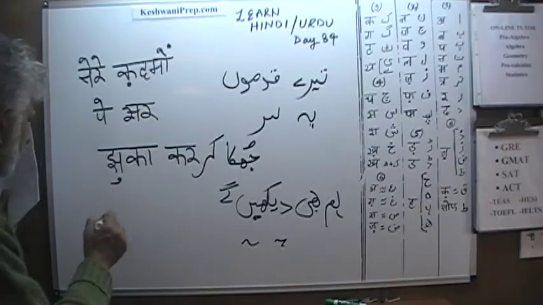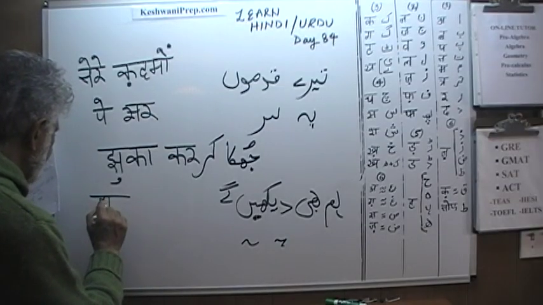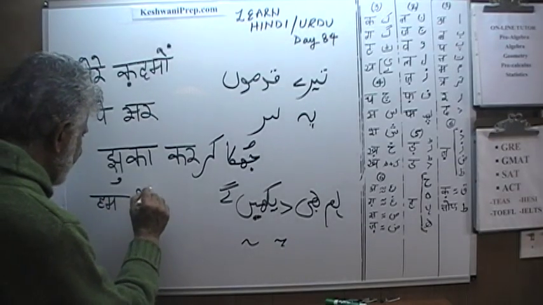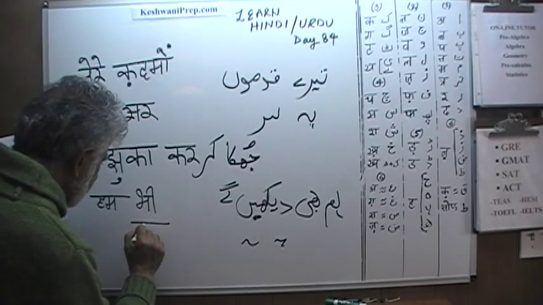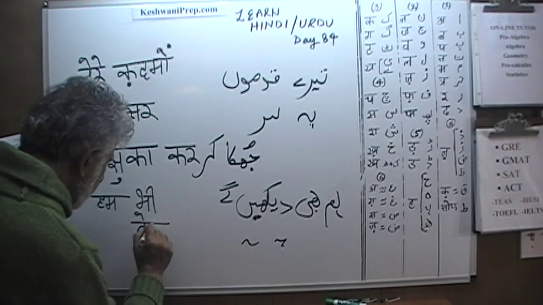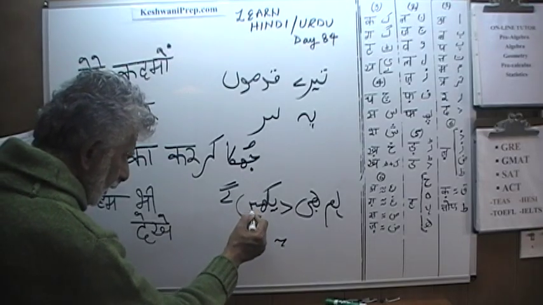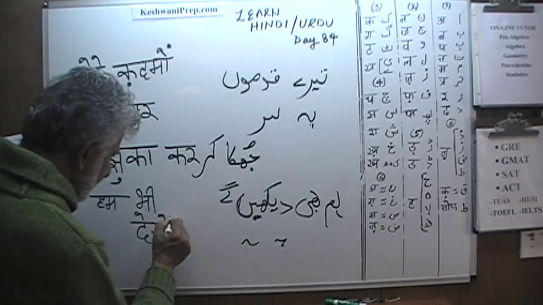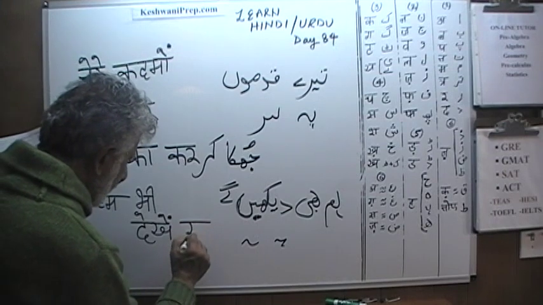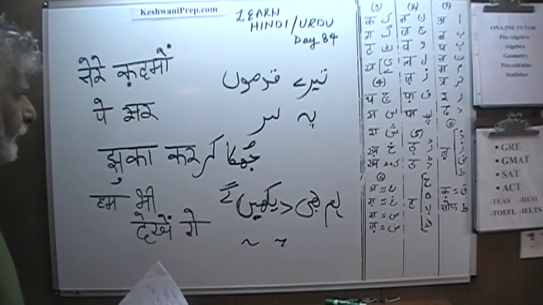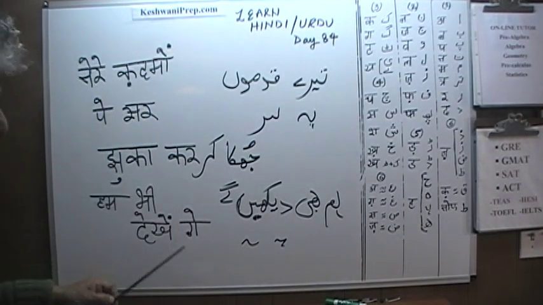हम भी देखेंगे. देखें, not देखें, but देखें. We have a nun gunna. So we put a dot here, देखें, and then के. Voilà. तेरे कदमों पे सर झुकाकर हम भी देखेंगे.